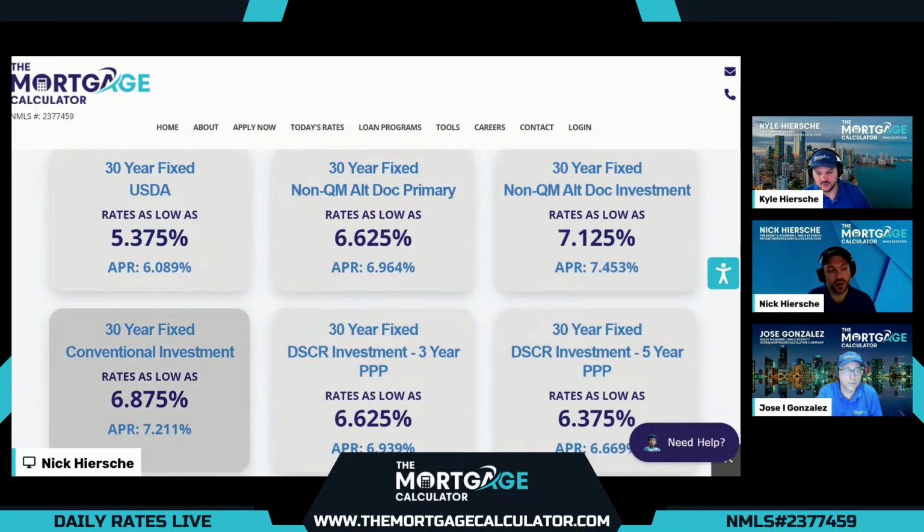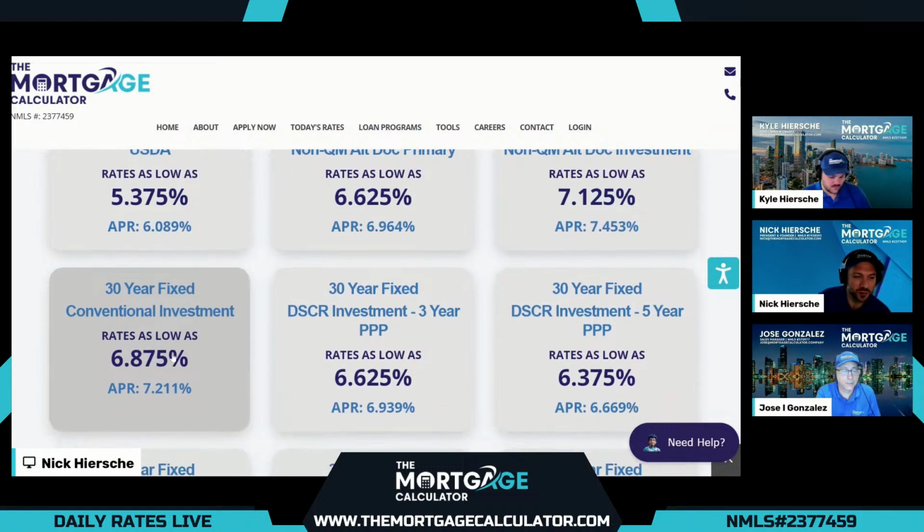No government programs exist for investments, so no VA, USDA, or FHA, but we do have our conventional options. 30-year fixed conventional came down a little bit here, 6.875 rate, final APR 7.211. So it's beating the alt doc options by quite a bit, which is great for our customers that want to use conventional.